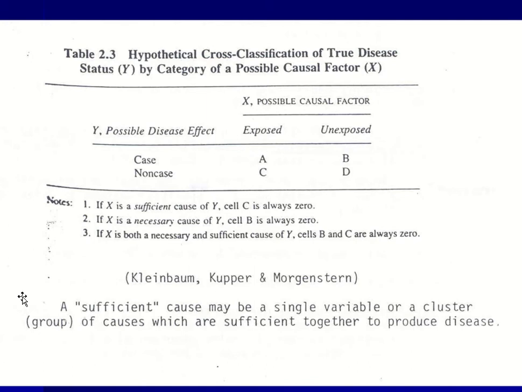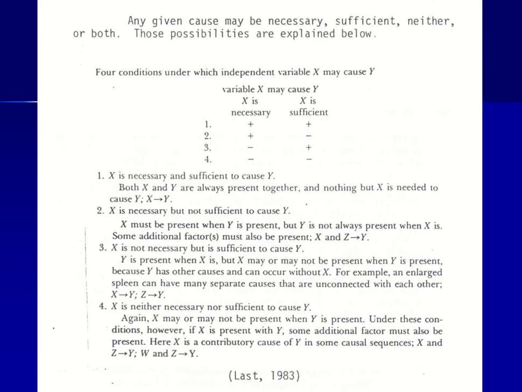Okay? Alright, so let's look at the next slide. In this slide, we're looking at four conditions under which independent X, meaning exposure, may cause Y. Okay? Variable X may be a cause of Y. Now, if X is a necessary cause and it is a sufficient cause, so if X is necessary and sufficient to cause Y, then X and Y are always present together, and nothing but X is needed to cause Y. X leads to Y. Okay? Both of them will be always present together.